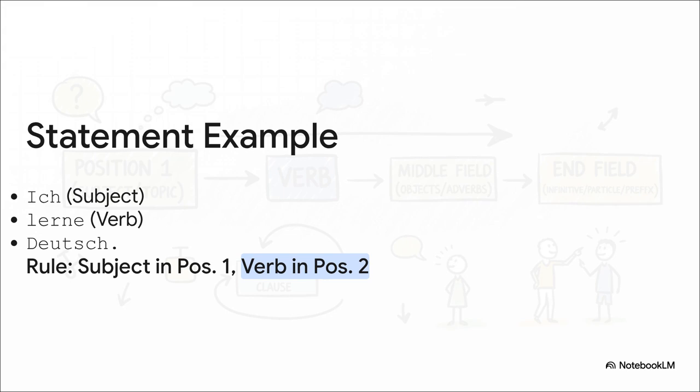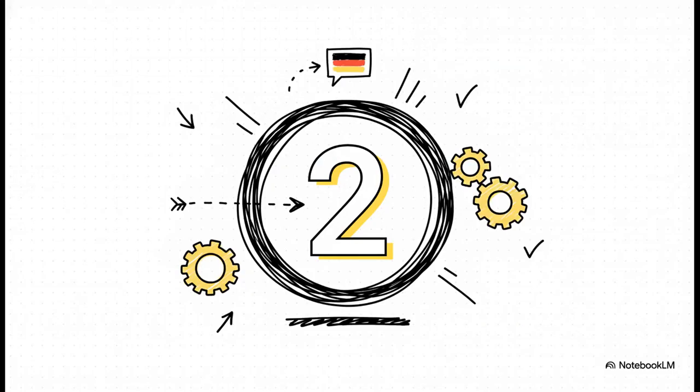So, take a look at this sentence. Ich lerne Deutsch. I learn German. Simple, right? Notice how ich, our subject, is in position 1. And our conjugated verb, lerne, is locked right into position 2. This is the absolute bedrock of German sentence structure. So, the number you need to burn into your memory is this one right here, 2. For any normal statement, the verb is always in position 2. Always. If you remember nothing else, remember that. It is the most important rule.